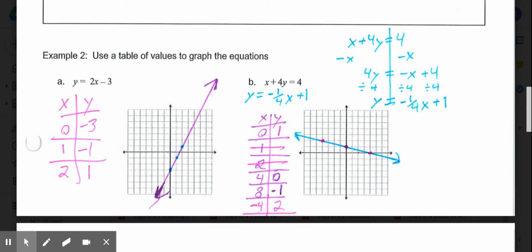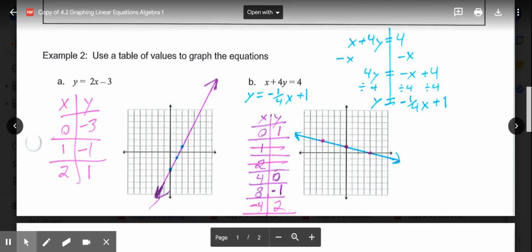So if I put a 0 in for x, 0 times anything is 0, plus 1 gives me the output of 1. So my first ordered pair, over 0, up 1. Then I'm going to put a 4 in for x. 4 multiplied by a negative 1/4. So 4 divided by 4 on bottom is 1. Multiplied by the negative 1 on top is just negative 1. So we'd have a negative 1 plus 1, which gives me 0. So the next value is 4, 0, right 4, up or down 0.